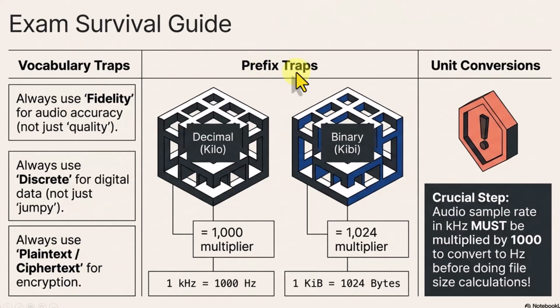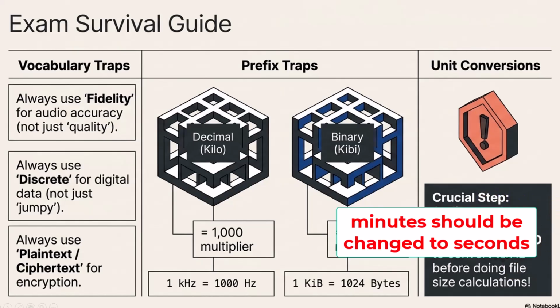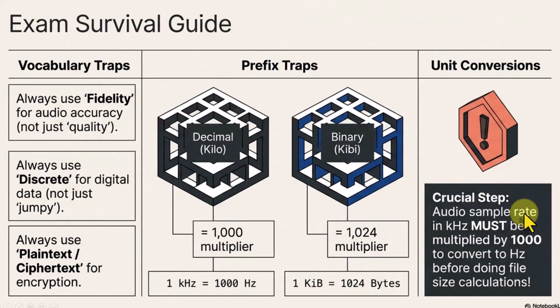Then the prefix trap. We need to know the difference between kilo and kibi, KB. We have discussed them in previous videos. Kilo is decimal and KB is binary. In decimal that is 1000, in binary KB is 1024. So you have to know them. And unit conversions: audio sample rate in kilohertz must be multiplied by 1000 to convert to hertz before doing file size calculations. And also, minutes must change to seconds, so be careful about that.